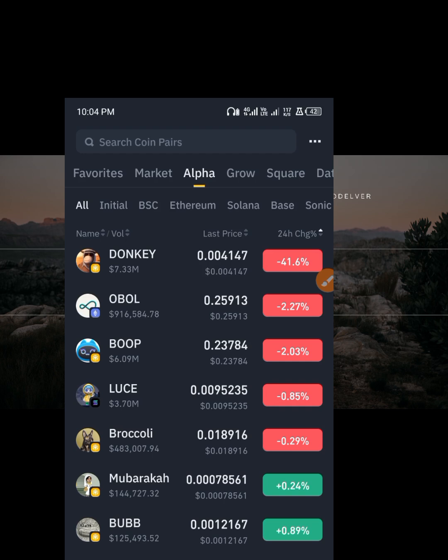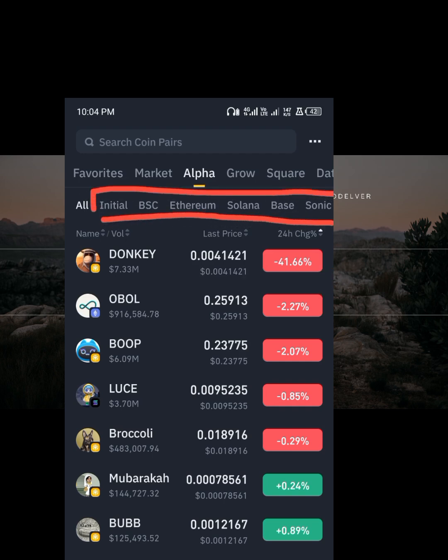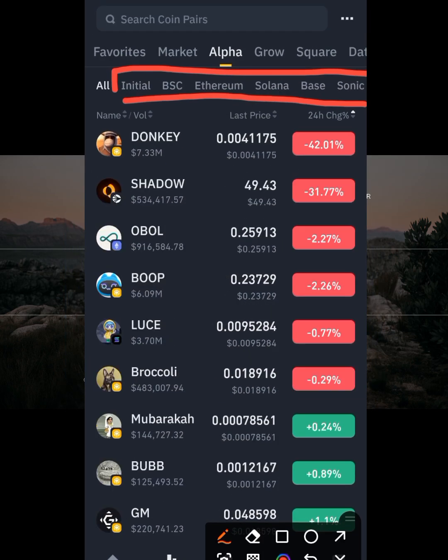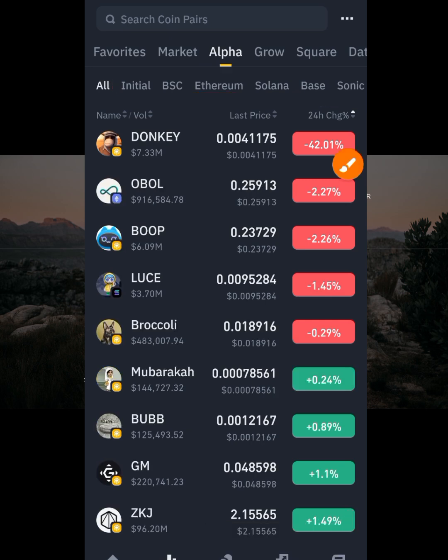Now when you come on alpha, you will see different tokens under different networks. It doesn't matter the network you are trading on, the trading fee will be deducted from the coin you have in your wallet, in your exchange wallet. So that's why it is good you are trading on exchange. Now what is it all about? I personally prefer trading on Sonic because there's a special airdrop that is coming for those who are trading on Sonic. So you might want to do that too.